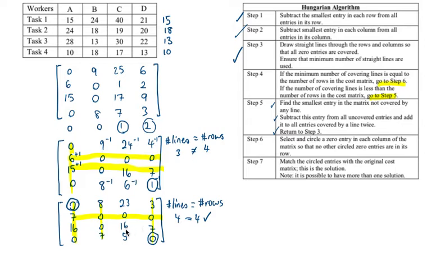And let's have a look what's left. Well, we have this one, only person B can do task 3 effectively, so circle that. And we have that one remaining. Now we go up to the top and we just circle those same zeros. So we've got task 1A.